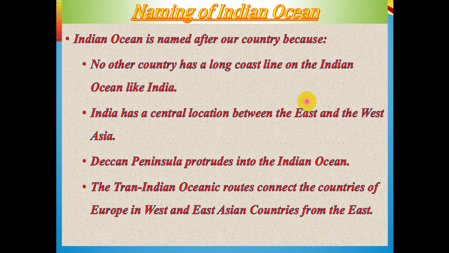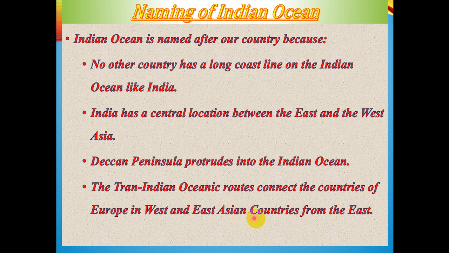Now we can move to the naming of the Indian Ocean. The Indian Ocean is named after our country. Why? Because no other country has a long coastline on the Indian Ocean like India. Already we studied that it has a central location between East and West Asia, and the Deccan Peninsula protrudes into the Indian Ocean. And due to the trans-Indian oceanic routes, we are able to contact the West European countries from the west and East Asian countries from the east.